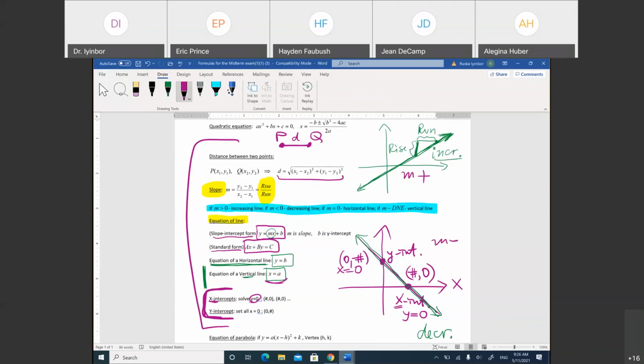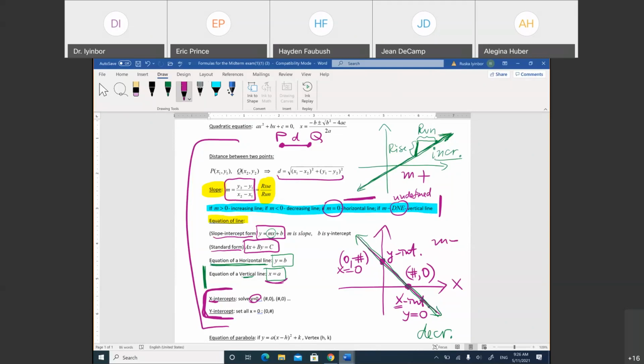The slope is 0 when you have a horizontal line, which is like this. And DNE means undefined, does not exist. This is also called undefined. It's a vertical line. Vertical looks like this. Okay? So all the different lines are in this formula sheet. If you forget what is what, you can just come and look here. So slope is a number which tells me if it's an increasing, decreasing, horizontal, or vertical line. It depends on what type of number I have.